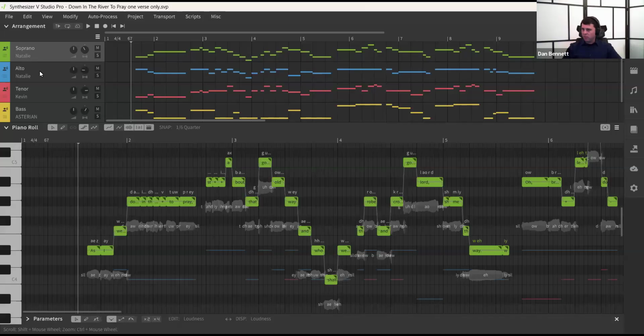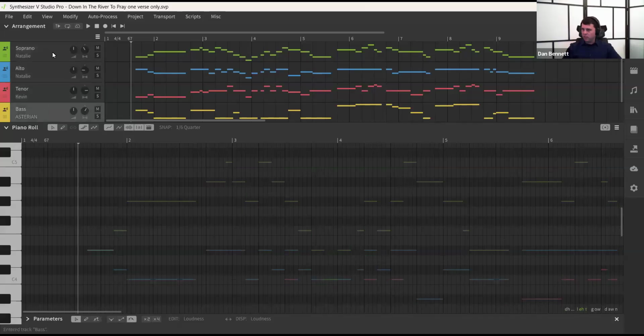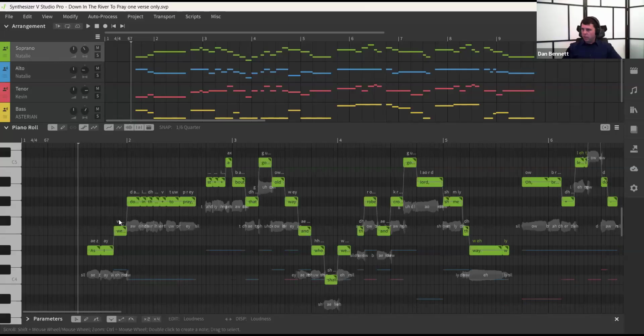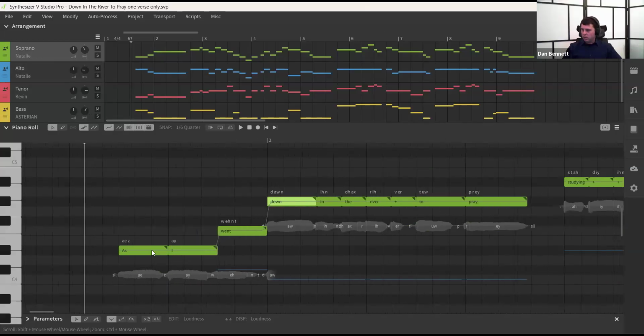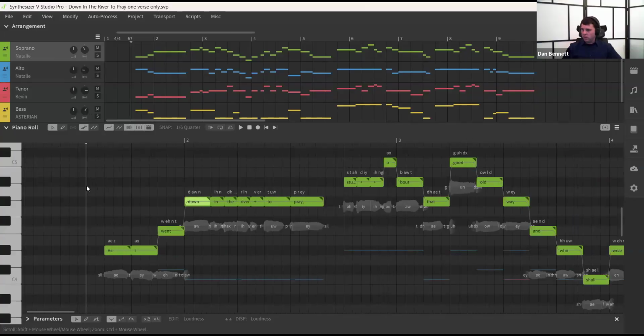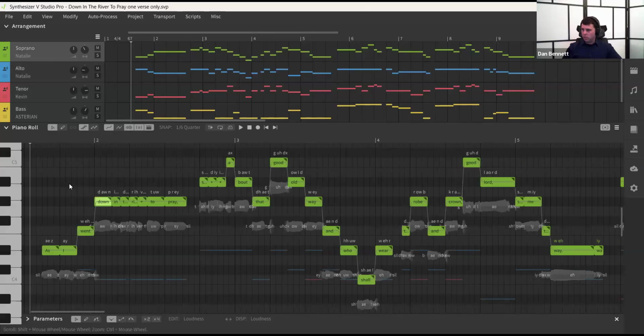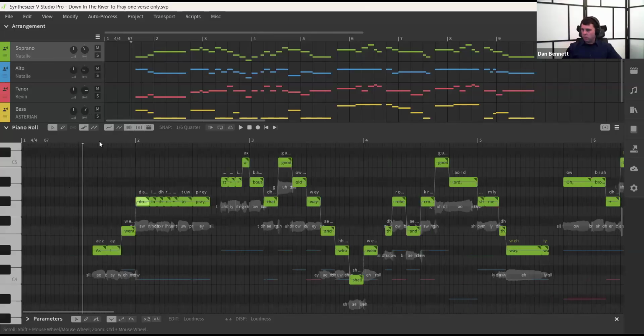Synthesizer V. So up here I've got my voices: soprano, alto, tenor, bass. And these are the notes that you can drag around to different pitches, and if you zoom in, you can see that the words are in each box. So it's quite similar to a digital audio workstation that some of you may be familiar with, but yeah, it sings at you, which is just awesome if you're an arranger. Let me play it for you again.